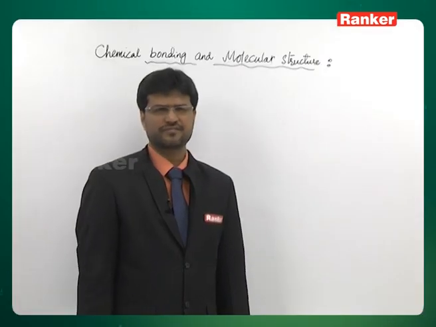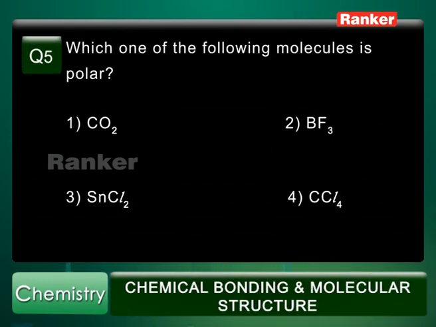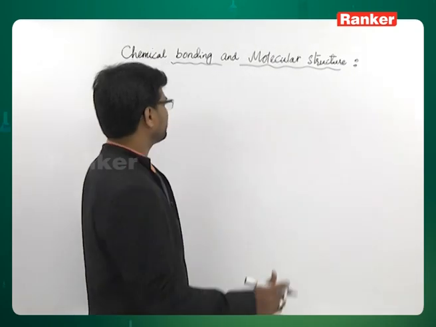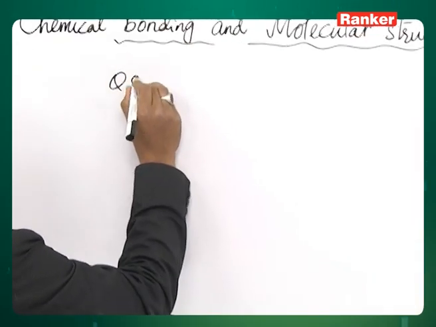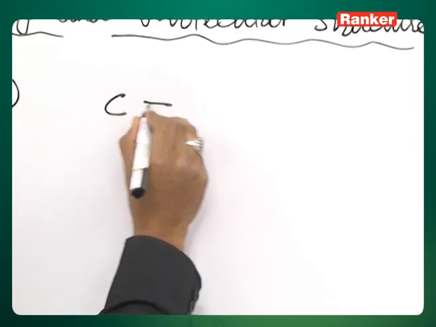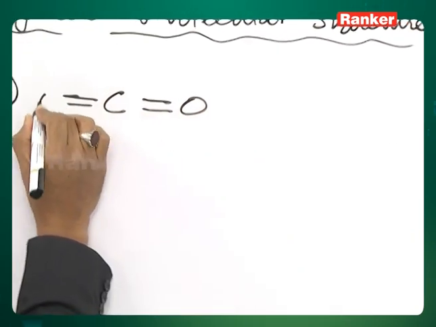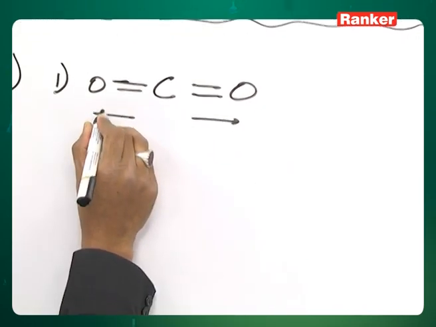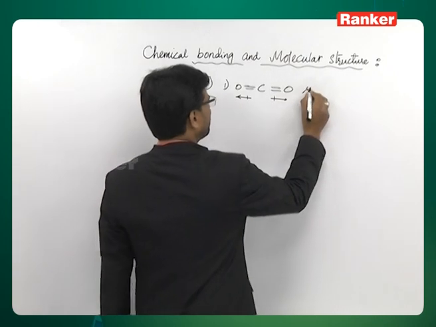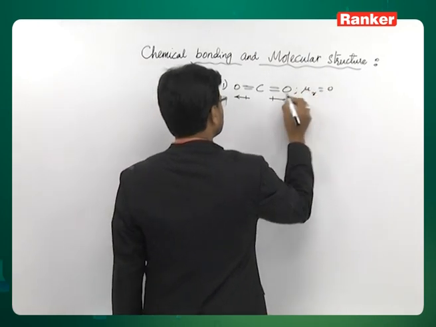Now, question number 5. Which of the following molecules is polar? And the options are carbon dioxide, BF3, SnCl2 and CCl4. Let us try to find out which of these are polar molecules. Option 1 is CO2. CO2 can be written like this. So, the bond moments of these two get cancelled and the resultant dipole moment is 0.